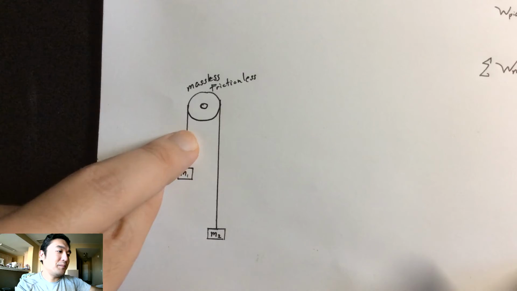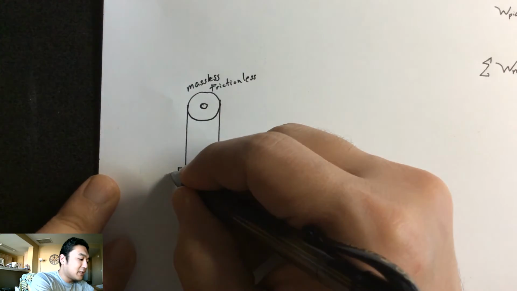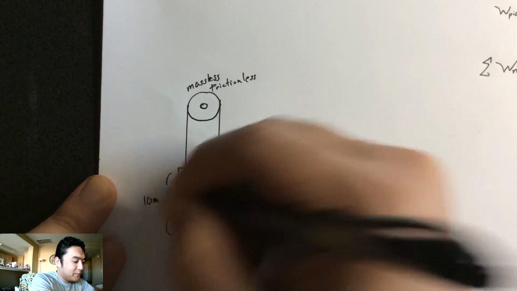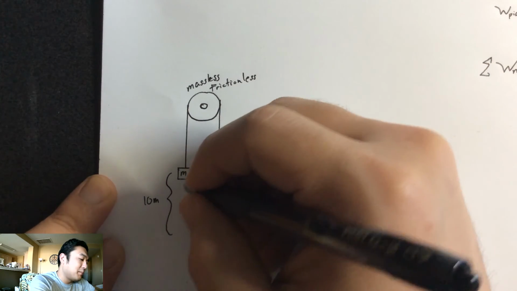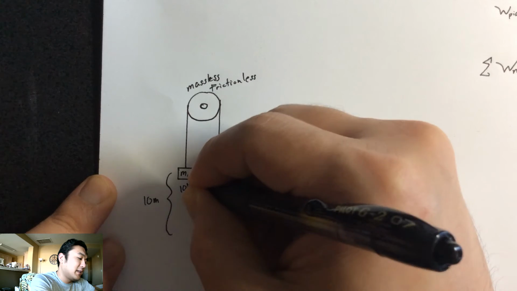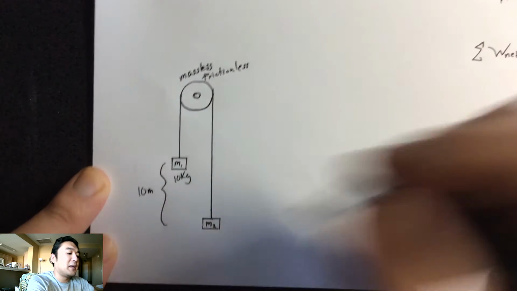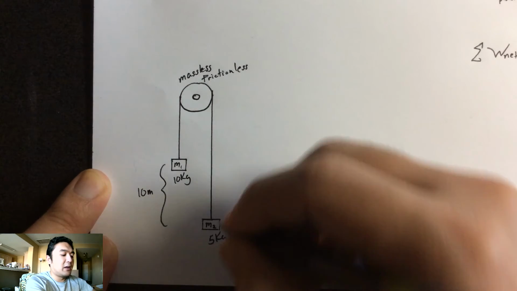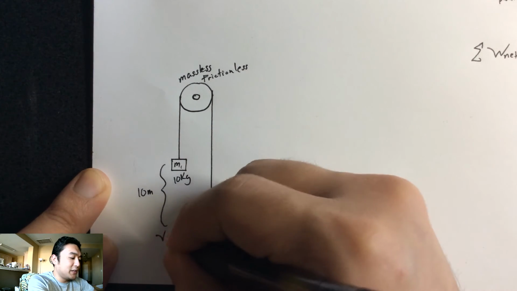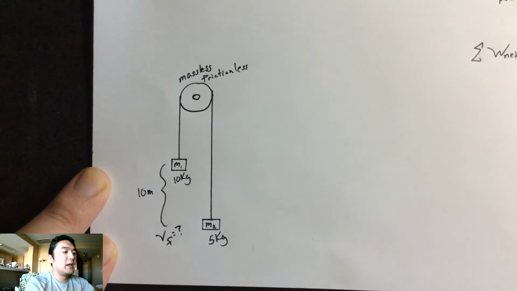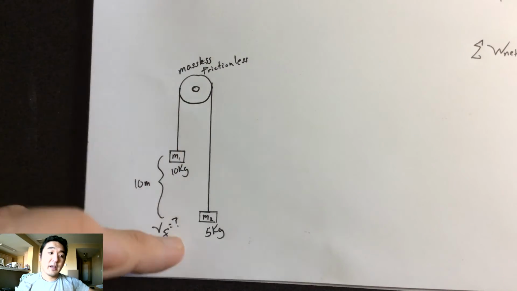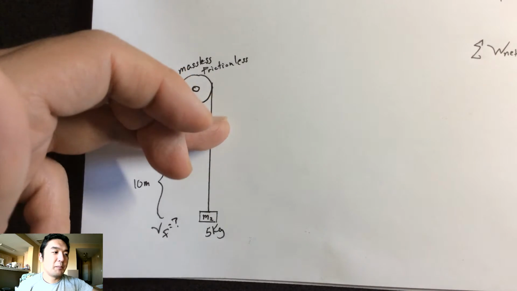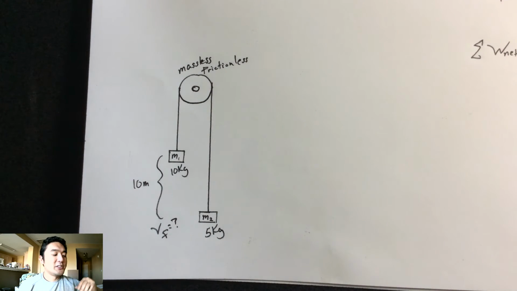So we have mass 1 up here, we have mass 2 down here. Let's say that mass 1 falls down a certain distance. Let's just call it like 10 meters. And then mass 1, let's make it 10 kilograms. And then let's make mass 2 like half that, so 5 kilograms. And the question is, what is the final velocity when mass 1 falls all the way down? Same thing, what is the final velocity of mass 2 when mass 2 rises up because mass 1 has fallen down?